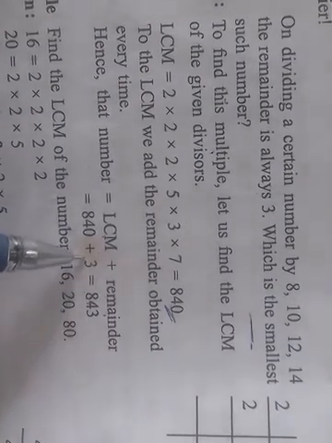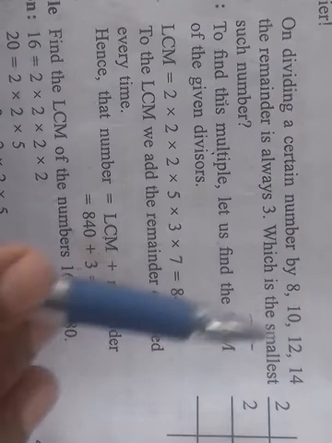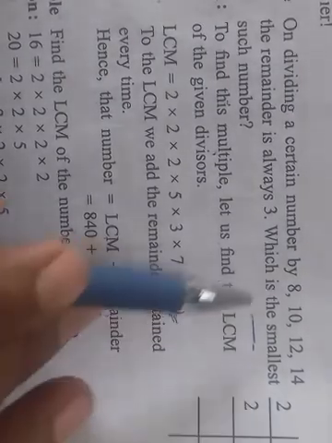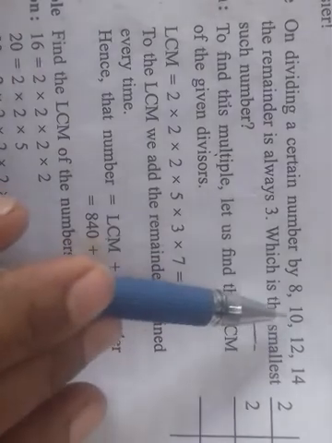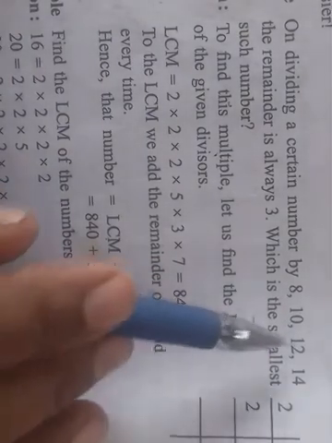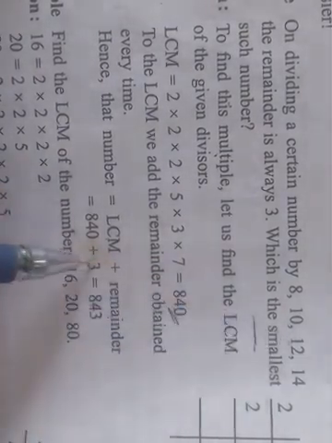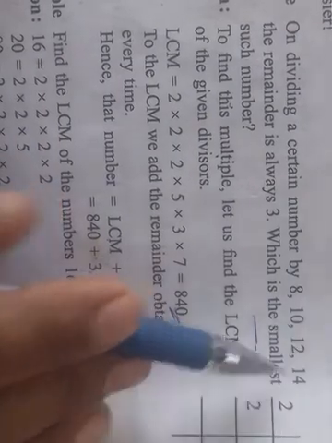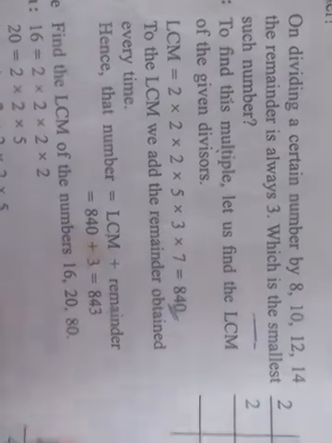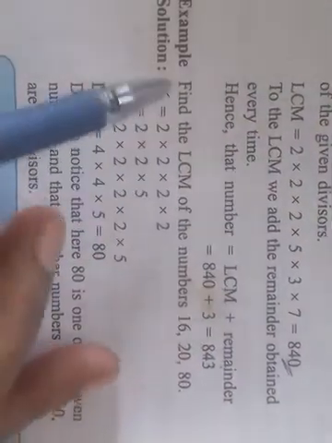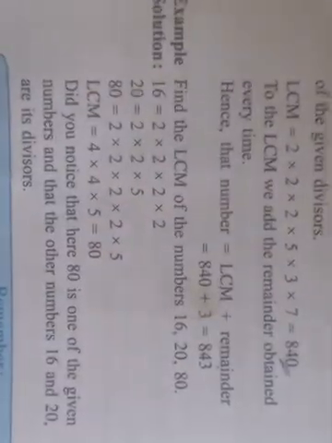Sorry, 3 is there. Then what I am telling is, if you check this 843 dividing by 8, you will get the remainder 3. If you divide by 10, you will also get the remainder 3. If you divide by 12, you also get it. And for 14, you have to check it. Everyone please check it. Okay. Then afterwards, the next example is also given.